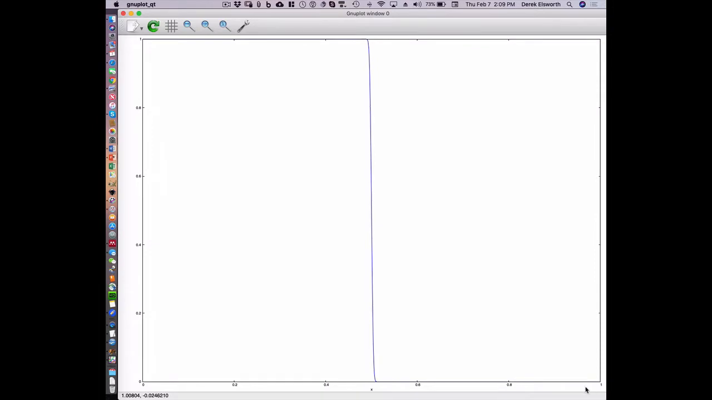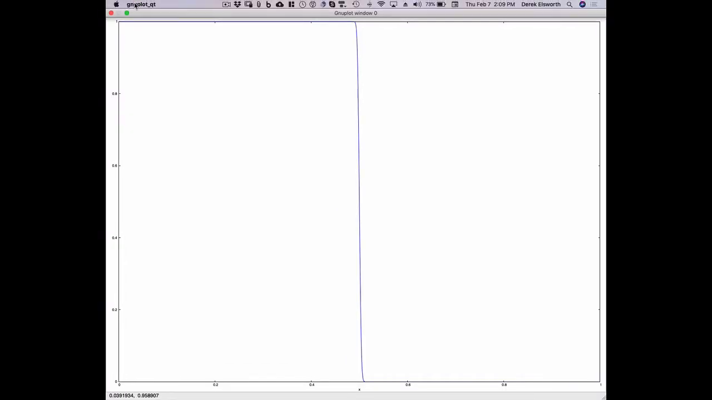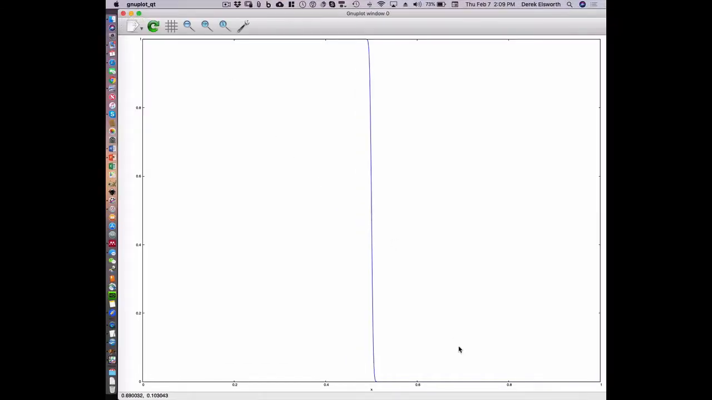Don't know why it's taken up the whole page. Anyway, so you see that it's basically a step function. So upstream it is 1, at the place where the plug flow has got to, which is 0.5 meters downstream. It goes to 0, and it's basically plug flow.